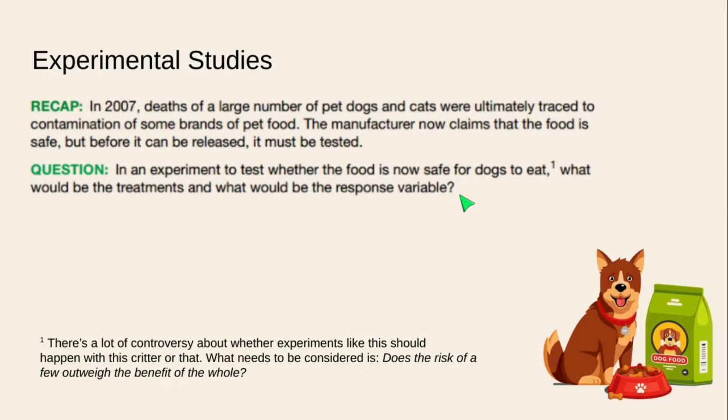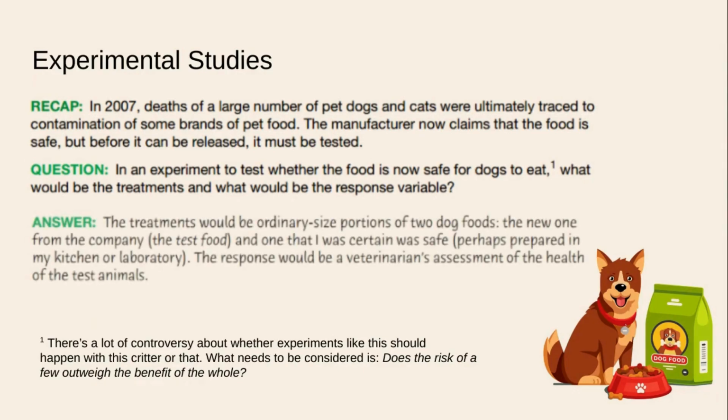All right, I'll assume we're ready to continue. Here's the answer. So the treatments could be ordinary sized portions of 2 dog foods. The one from the company, we could call that the test food, and the one that I was certain was safe, perhaps prepared in my kitchen. Well, one of the writers of the textbook seems to think that they're experts in making dog food. More power to them. Or made in a laboratory. The response variable would be the veterinarian's assessment of the health of the test animals.